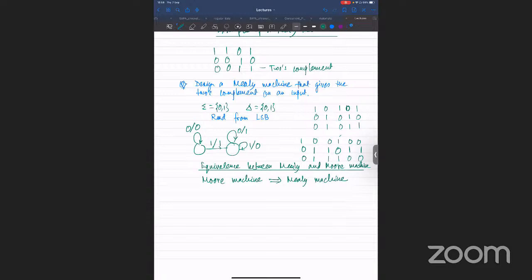You have outputs on the states in the Moore machine, correct? And you are going to consider a Mealy machine in which the outputs are on the transitions. Here there is also another consideration: in the Moore machine the output length is n+1, and in the Mealy machine the output length is n.